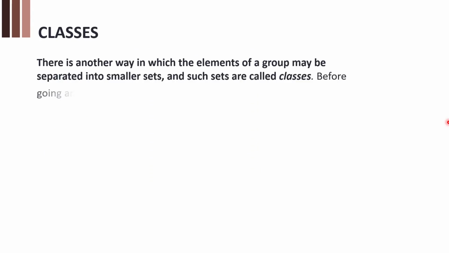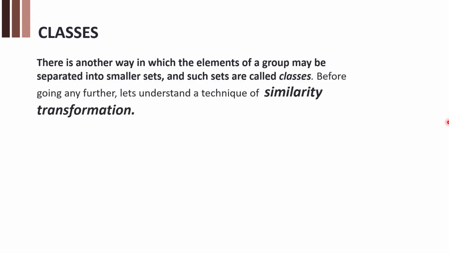We are more interested in classes. There is another way in which the elements of a group may be separated into smaller sets, and such sets are called classes. Before going any further, let us understand a technique of similarity transformation. If you choose an element A and another element X, so that X inverse A X is equal to B, then we say that B is a similarity transform of A.